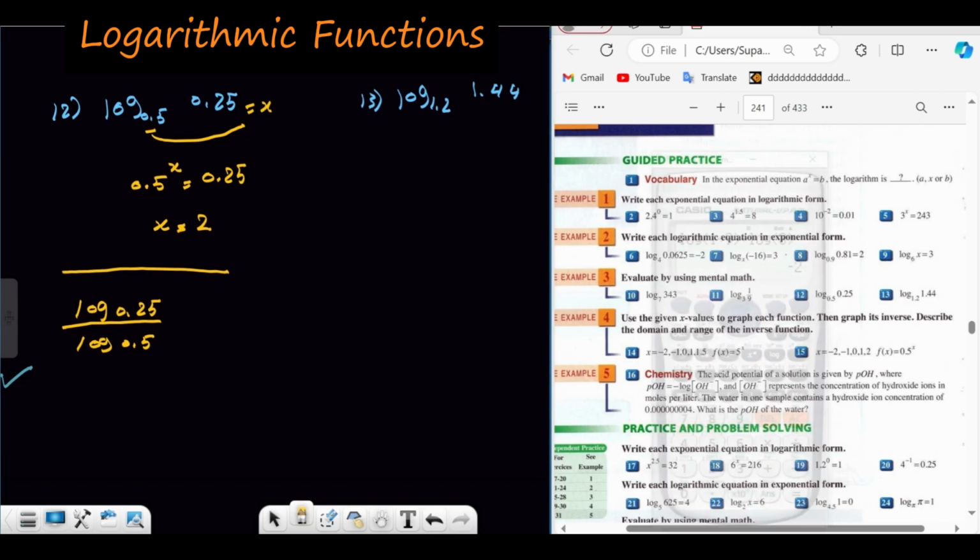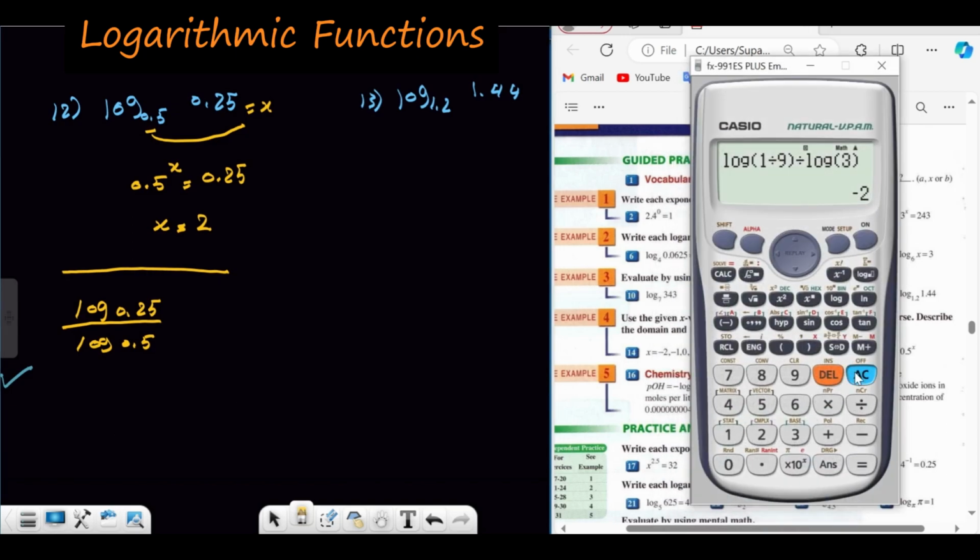So let's use a calculator now. We have log of 0.25, close the bracket, divide by log of 0.5, and you will get 2. This is how simple it is. If you do it by a calculator, I recommend this way.